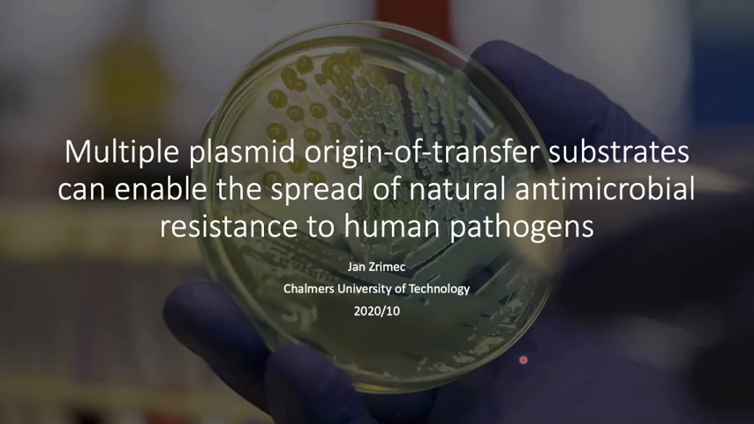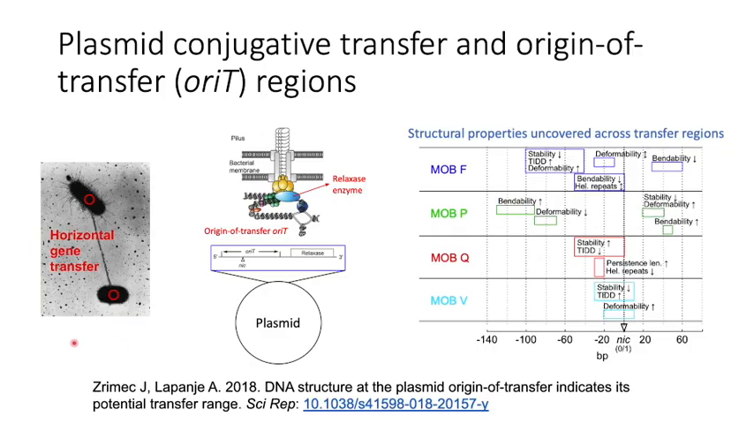Hi everyone, I'm Jan from Chalmers, and I'll present my recent computational study about finding origin of transfer regions in plasmids. So a lot of plasmids carry transfer regions, but not necessarily any of the other conjugative protein components. It was recently shown, though, that such plasmids can still transfer with co-resident plasmids, so it's important to find these regions as they can point to the true plasmid mobility in nature.